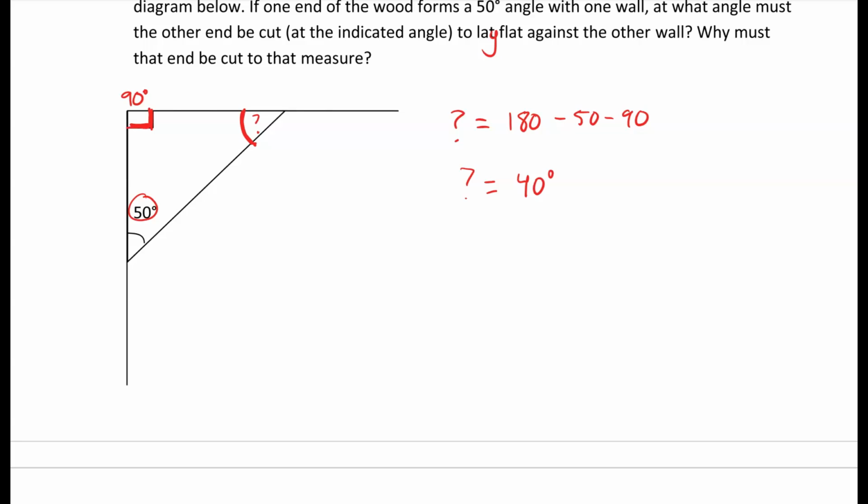Now, if we are also asked to figure out this angle, so let's just call this B, we know a flat line adds up to be 180 degrees, so we're looking for a supplementary angle. So we have 180 degrees, subtract what we found out our question mark was, 40 degrees. So B equals 140 degrees for that supplementary angle.